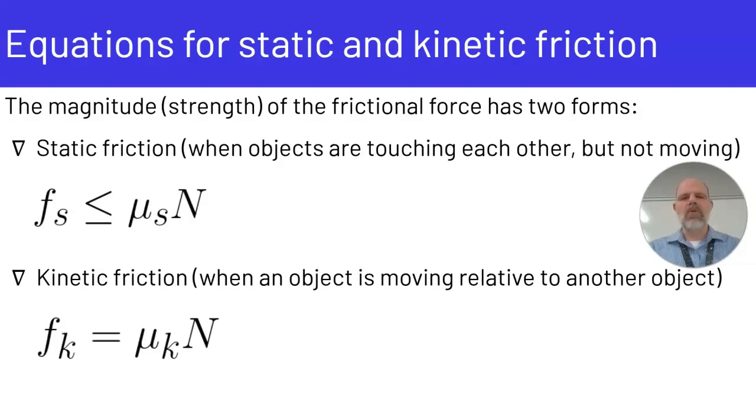The mu, which is the Greek letter mu, is the coefficient of friction. So mu sub s is the coefficient of static friction, and mu sub k is the coefficient of kinetic friction. Those are determined by experiment with the object that is doing the sliding, so a hard surface or a soft surface, a sticky surface or a smooth surface, a bumpy surface, etc.